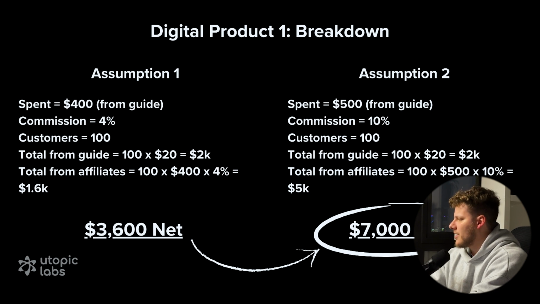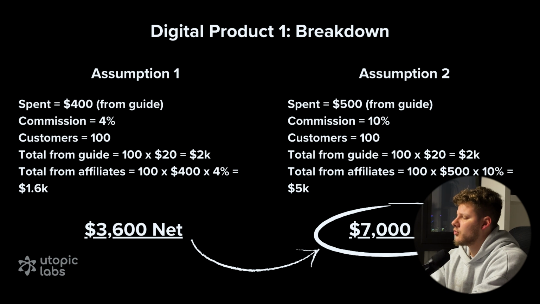So for the same 100 customers at $500 average spend in 1 year at 10% commission, you will be making $5,000. So if we look at the whole total, that will be $7,000 net, right? So we went from 3.6K to 7K, huge difference. And that's just slightly changing how much people are spending and what's the average commission, right?